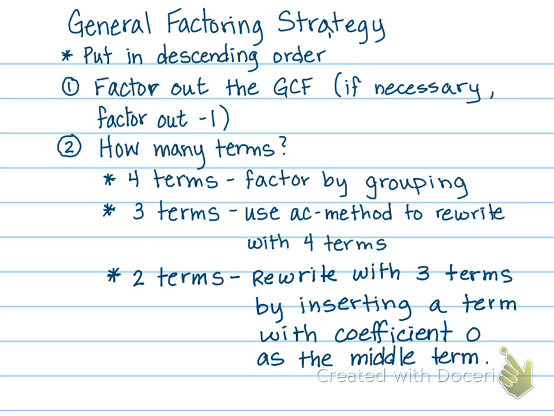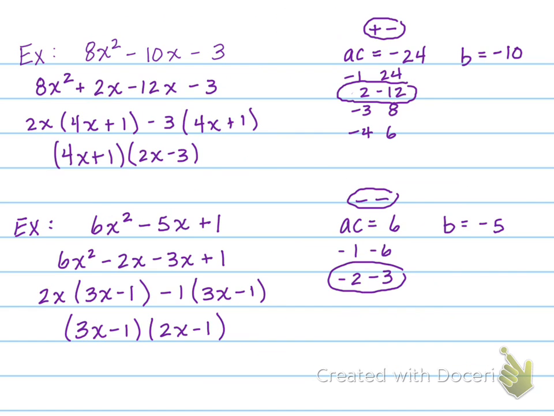And that's okay because I can add 0 to anything without changing its value, right? So if I just put a 0 in as my middle term, it's not going to change the value of my expression. So let's look at what this looks like.